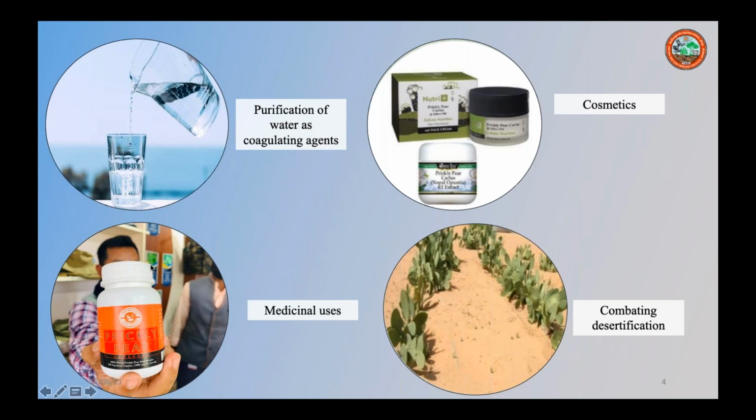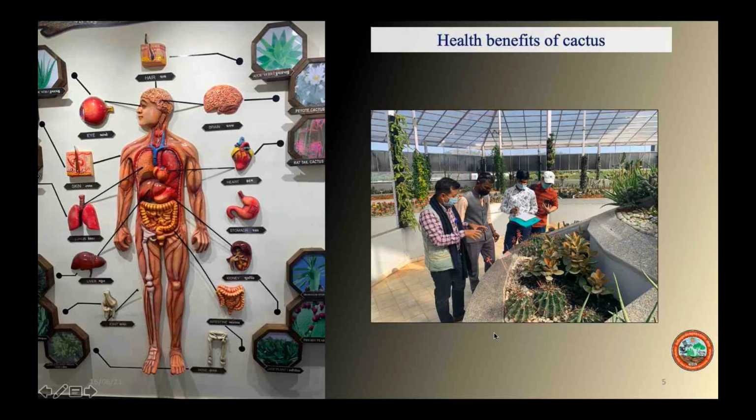And this is a picture which I collected from the Cactus Garden, of a product which I saw there, and they have been claiming that it has medicinal values. Moreover, similar to aloe vera, it is used in several cosmetic ranges, and it is also helpful in restoration of degraded areas. This picture I have taken from the Cactus Garden, Vadodara, Gujarat. It shows how the cactus can be used for improving the health of different parts of the human body.